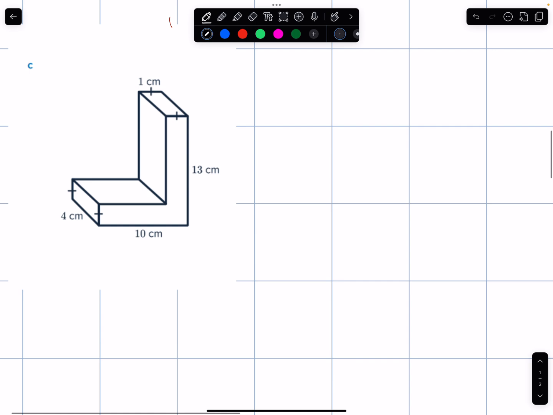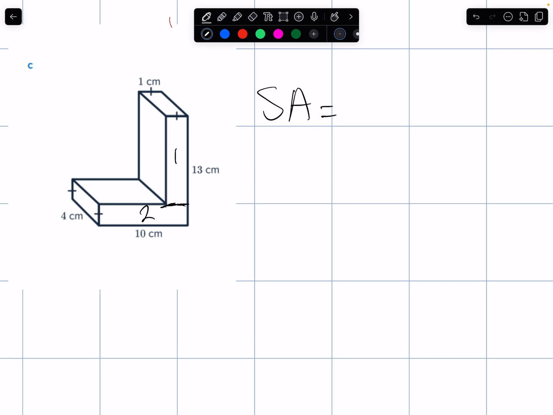All right, question C. This one, a lot of fun. All right, so surface area is equal to, let's split it up a little bit, shall we? So let's go, split it up this way. All right, so we have 1, 2, 3, 4, 5, 6.